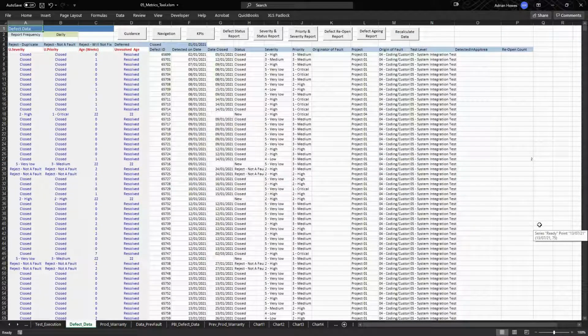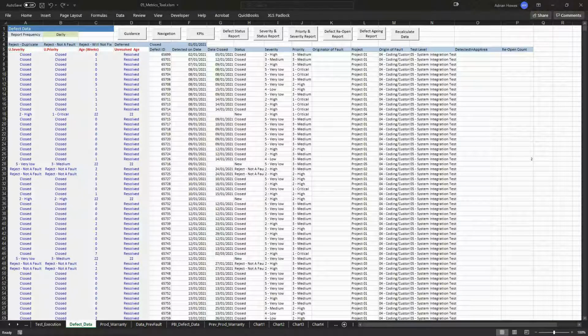Data can also be imported into the metrics tool from other defect management tools such as ALM, Jira, or Azure. This can be useful to help identify inconsistencies in existing defect databases and provides an exemplar of what a useful reporting system can look like.